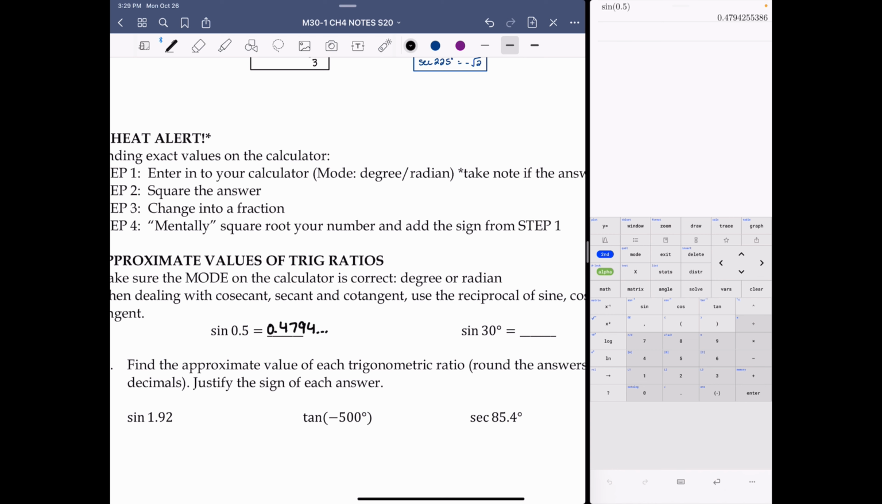And then sine of 30 degrees. Now we need our mode to be in degrees. Go to mode, down to radians, degrees, change to degrees, hit enter, exit, and then sine 30 gives us 0.5.